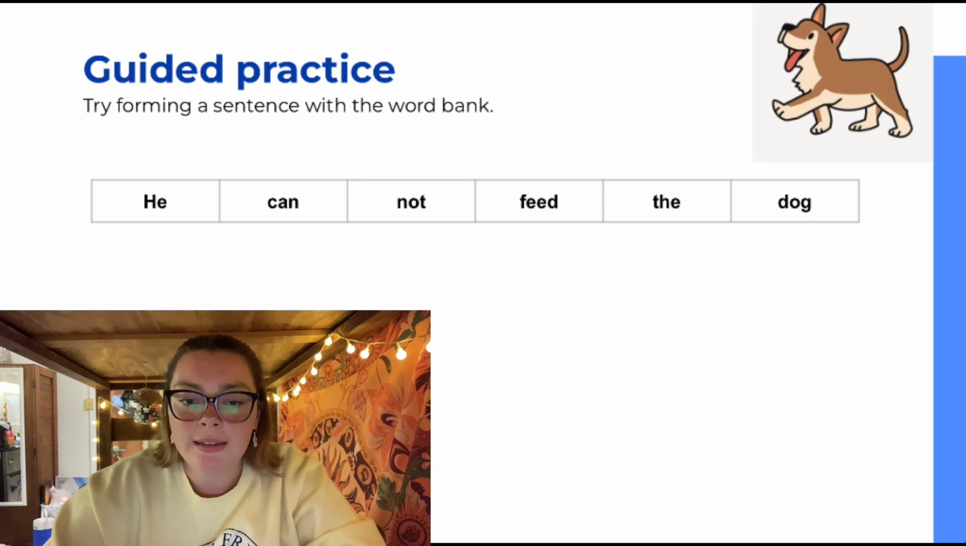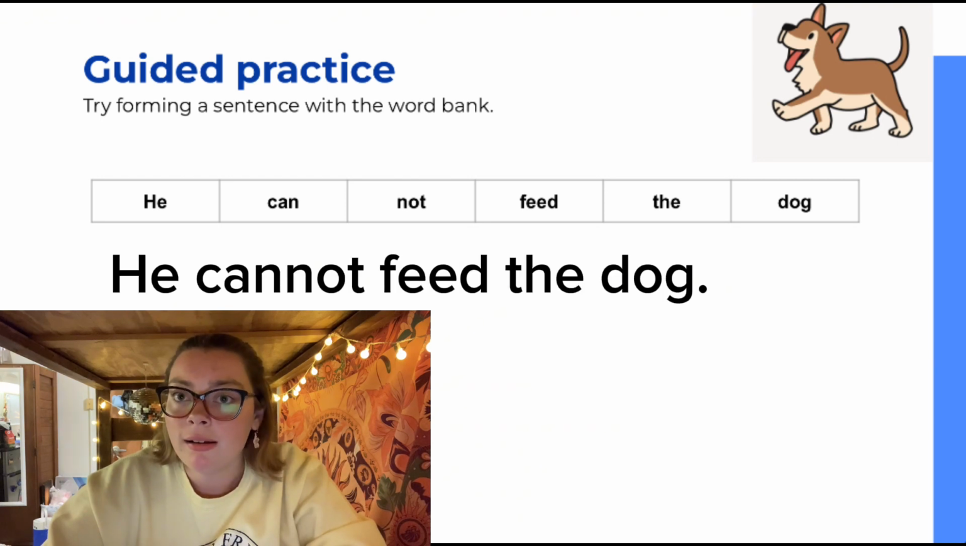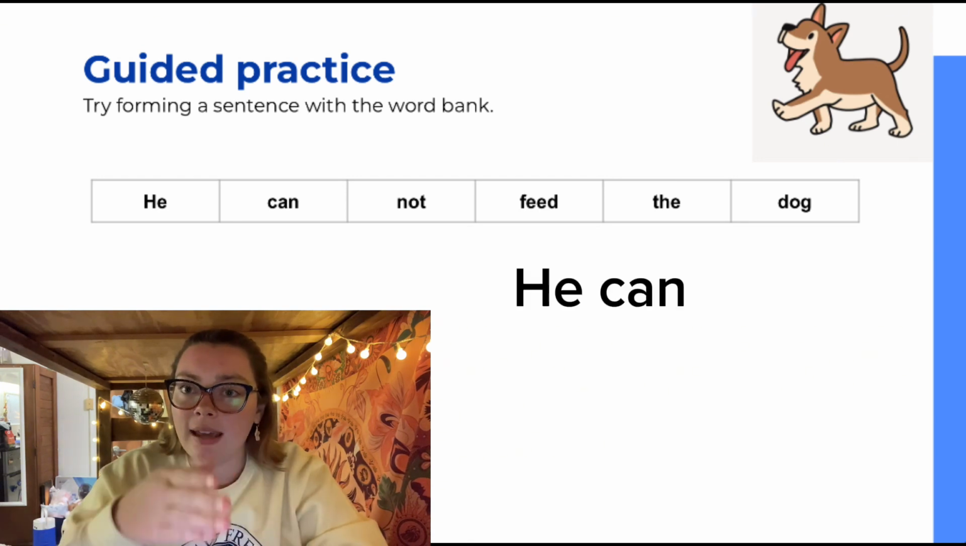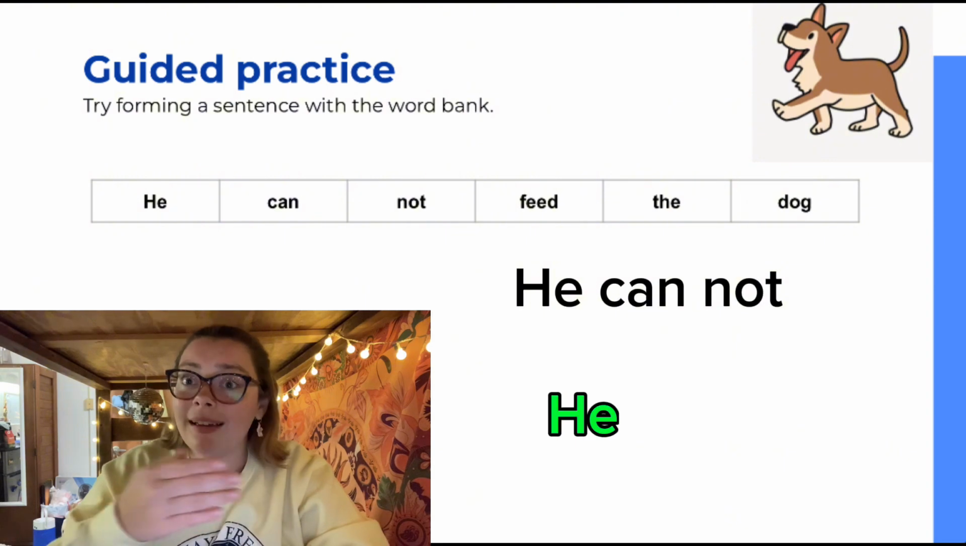He can not feed the dog. Essentially what we have here is the sentence. Nothing is wrong with this sentence. All we need to write down is he cannot feed the dog. But what can we do with our not here? He cannot. He can't.